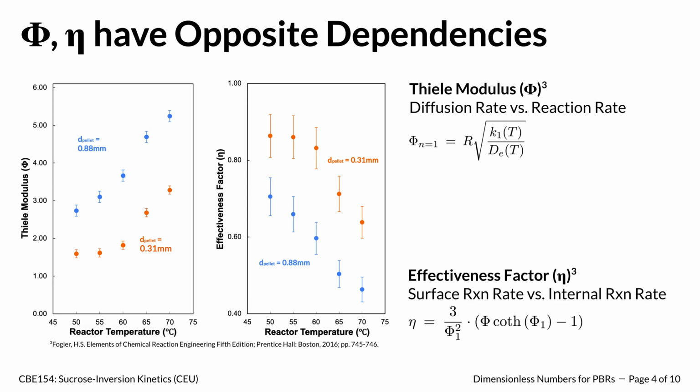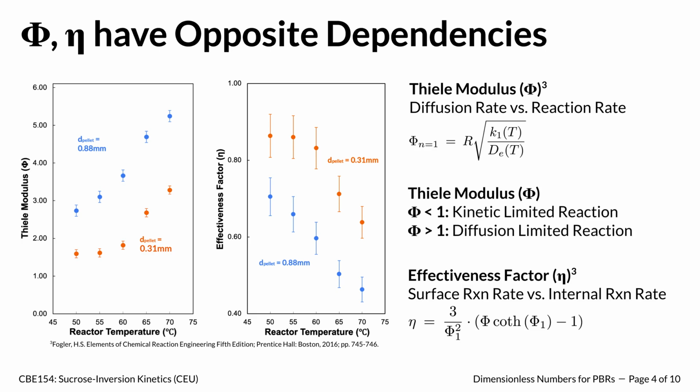When we plotted both numbers against temperature and pellet size, we found an opposite dependence between the two numbers. While the Thiele modulus increased with temperature, the effectiveness factor decreased with temperature. To further understand this trend, we have to define the two regions of the Thiele modulus.